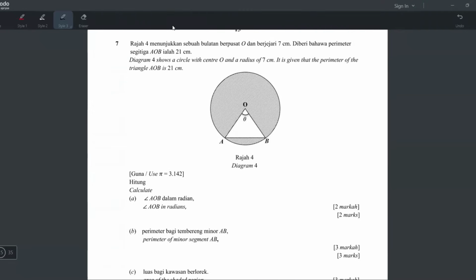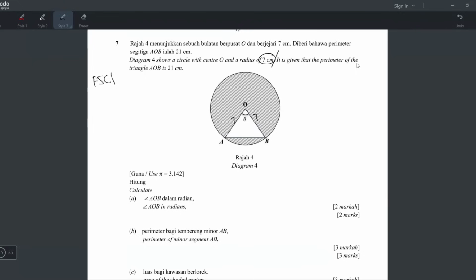Okay, number 7. What chapter is this? Circular measure. Yeah, so this is Form 5, Chapter 1. Okay, let's read. Diagram 4 shows a circle with center O and radius 7 cm. Let's label the 7 cm. So that's the radius. That means OA is the radius, 7. OB also radius 7. But AB is not a radius, so you cannot write 7. That is the chord. This AB line, we call it chord.